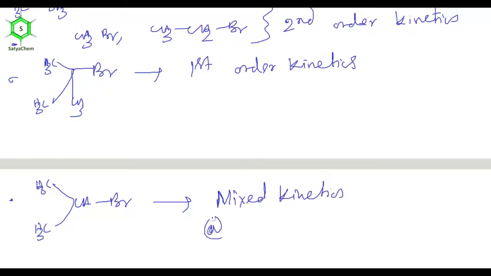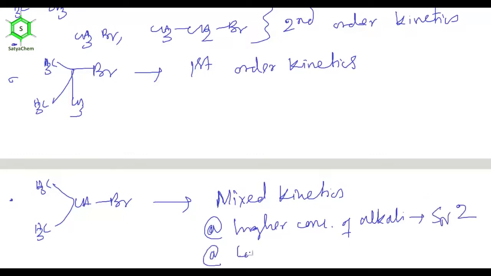At higher concentration of alkali, here it is sodium hydroxide, it follows second order kinetics, means it follows SN2, and at lower concentration of alkali, it follows first order kinetics, that is SN1. Now I need to give you a proper explanation for this observation.